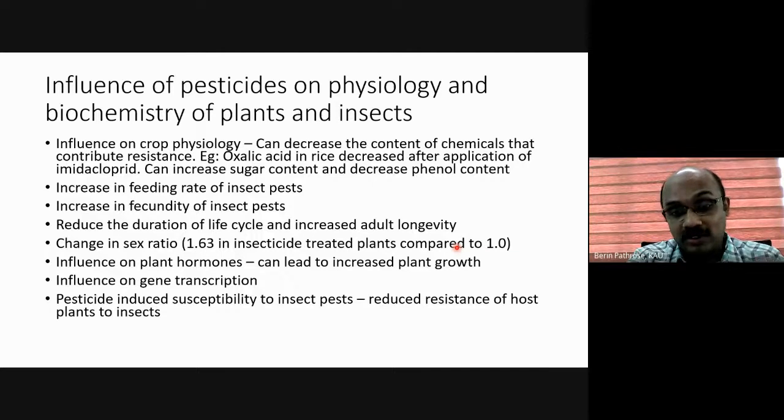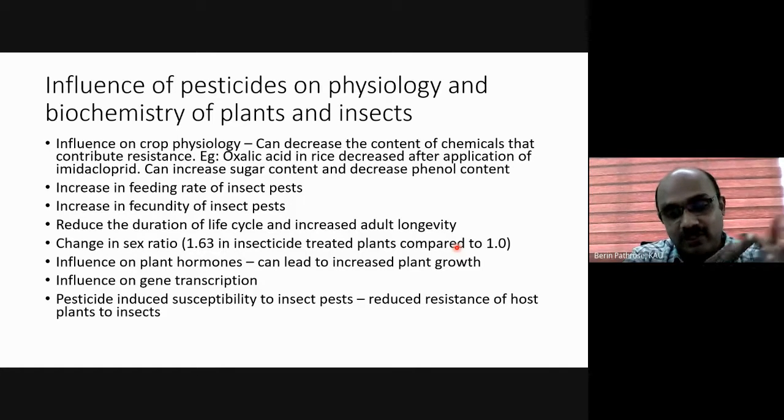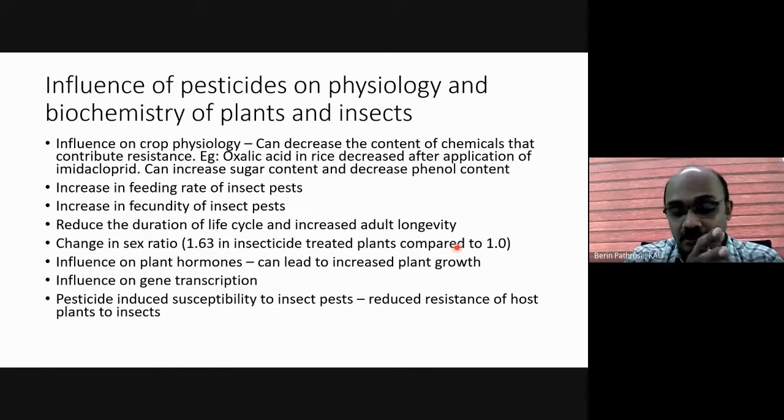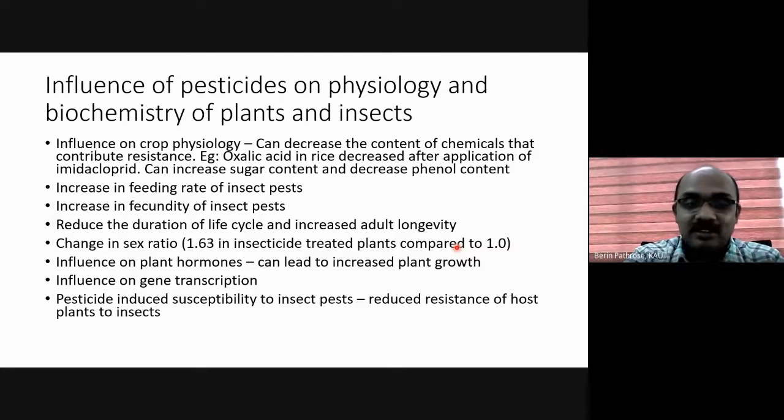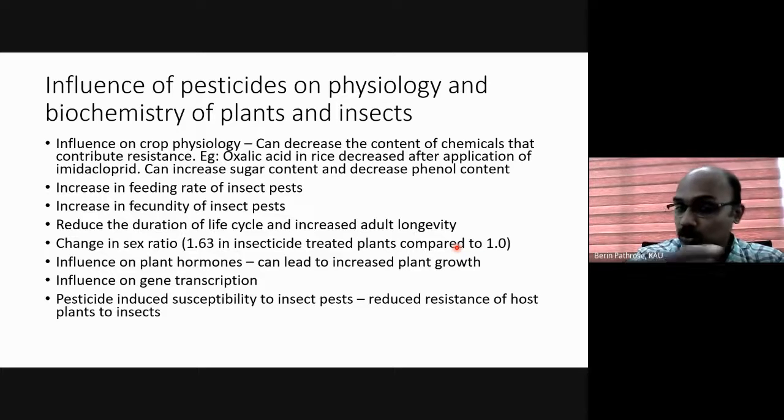Sorry, 1.63. That means that for every one male there will be 1.63 females, whereas in untreated plots it is 1 is to 1 male female ratio. That means the reproduction capacity is getting increased, and the pesticide can affect the plant hormones that I told you, and if the hormones are affected it can lead to changes in the plant growth.